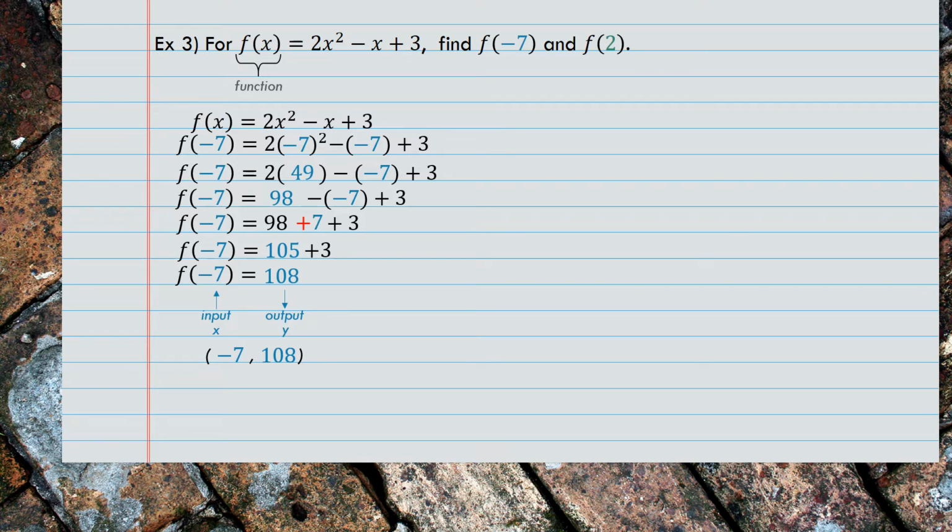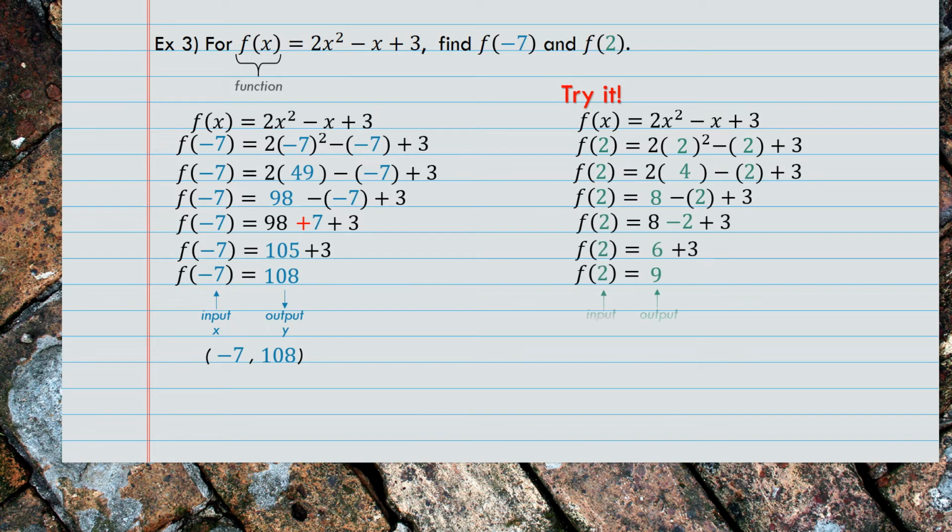Now, we're also being asked to find f of 2. So again, we start with the original function, f of x equals 2x squared minus x plus 3. We remove the x, and every time you saw an x, we put parentheses and plug in the specified value, in this case, which is 2. Now from here, this is your try it problem.